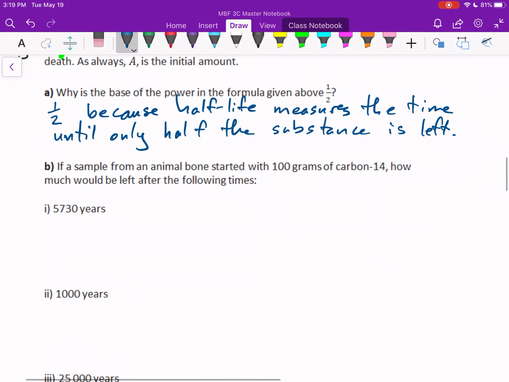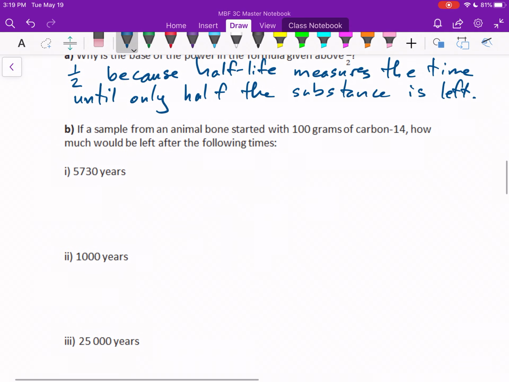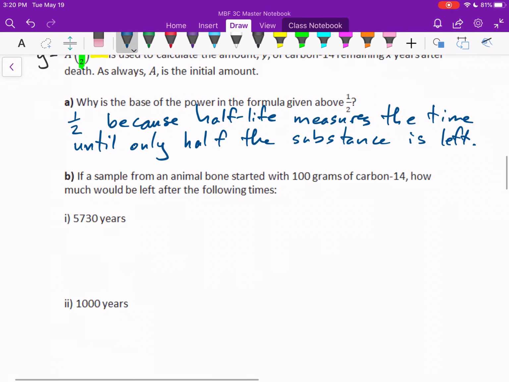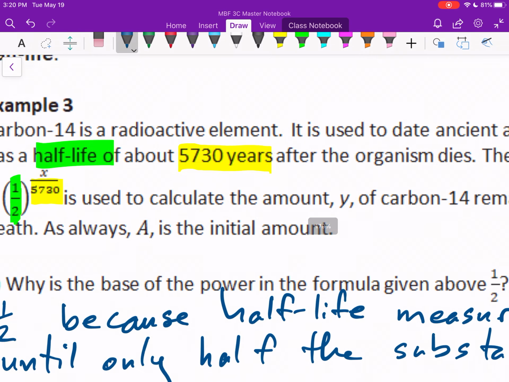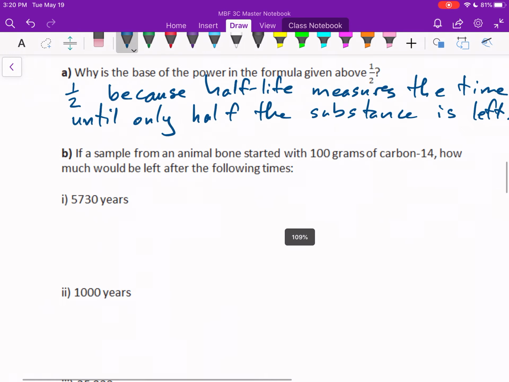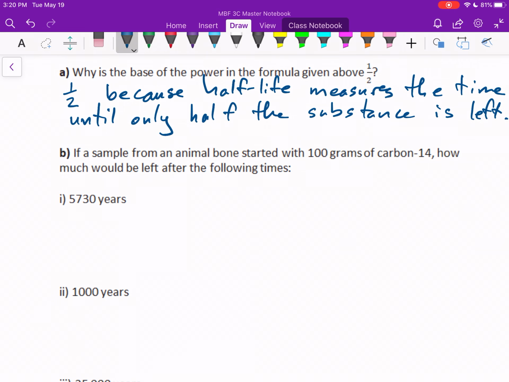If a sample from an animal bone started with 100 grams of carbon-14, how much would be left after the following times? Well, after 5,730 years. That's a strange number which sticks in my mind because that is the half-life. So I'd expect that after that amount of time, half of what we started with would be there. So I'm going to guess that 50 grams are left, but let's try putting it into the equation.